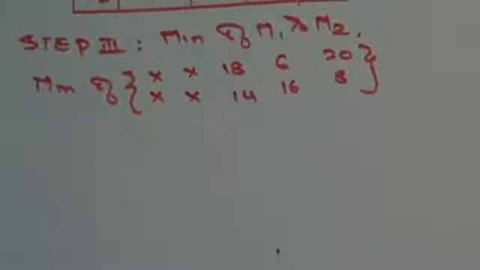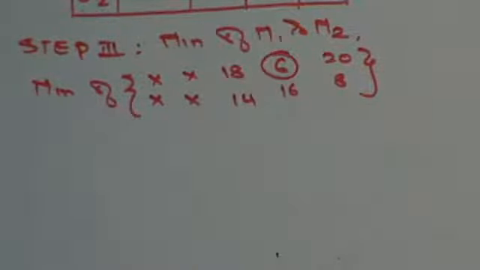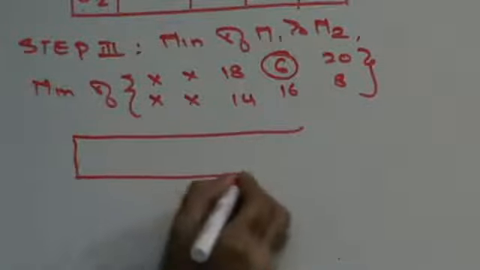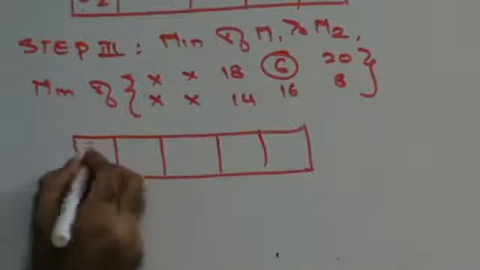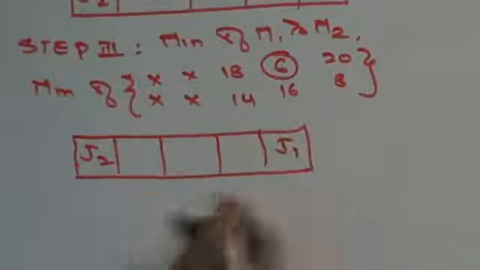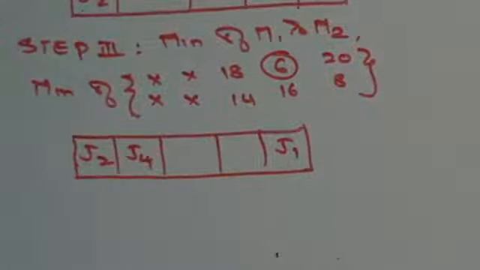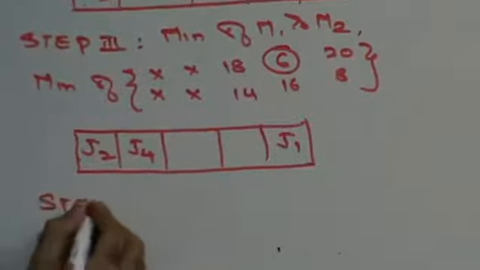Right? The smallest value is 6. It's in the first row. Since it's in the first row, I have to write this from the starting end. 1, 2, 3, 4. I already have a J2 here. I have a J1 here. 6 is in J4. So I'm going to write this from the starting end. Next, step 4.